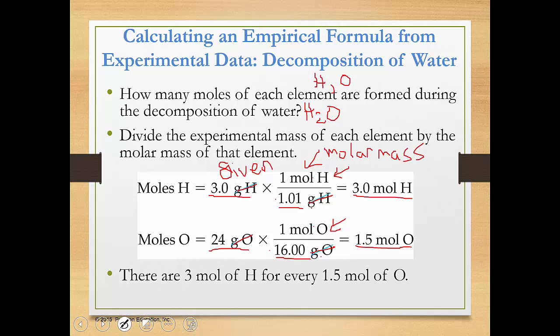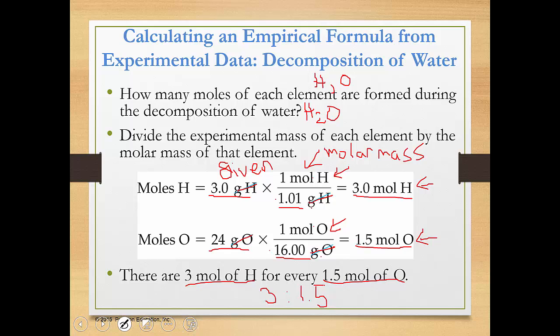Now it might start making more sense why there was more gas on the hydrogen side than on the oxygen side. If we look at sheer numbers of particles, if we look at the number of moles, there are twice as many moles of hydrogen as there are of oxygen. Or we could put it this way: there are 3 moles of hydrogen for every 1.5 moles of oxygen. It's a 3 to 1.5 ratio.